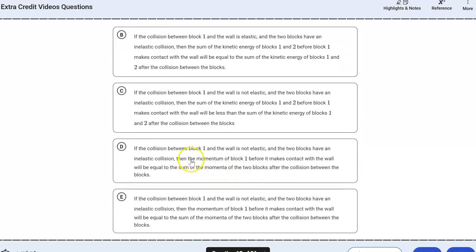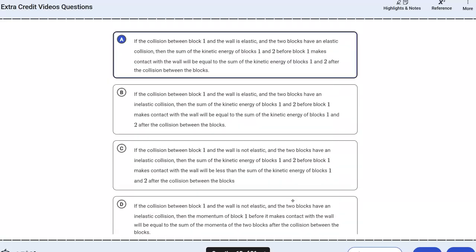So this says just block 1. And then lastly, if the collision between block 1 and the wall is not elastic and the two blocks have an inelastic collision, then the momentum of block 1 before it makes contact with the wall will be equal to the sum. So no, that's not true, because again, it's just mentioning block 1.